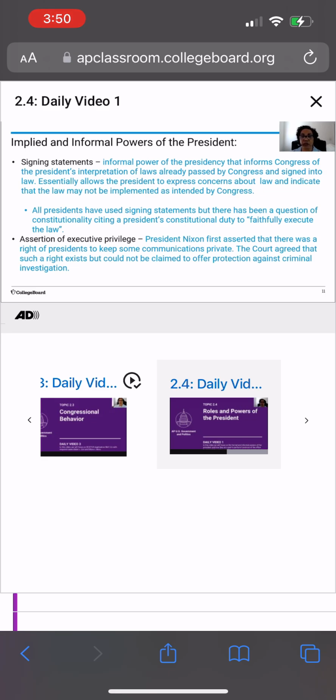Assertion of executive privilege. This was done first by President Nixon. The court said, yes, this does exist. You don't have to tell everything, reveal every communication that you have. But the court said that you must reveal communications if they have something to do with a criminal investigation, that you could not hide those.